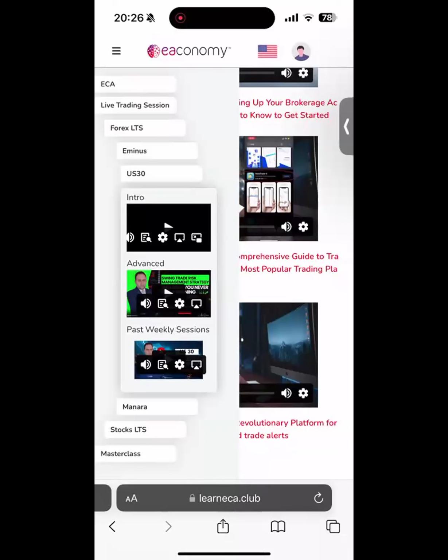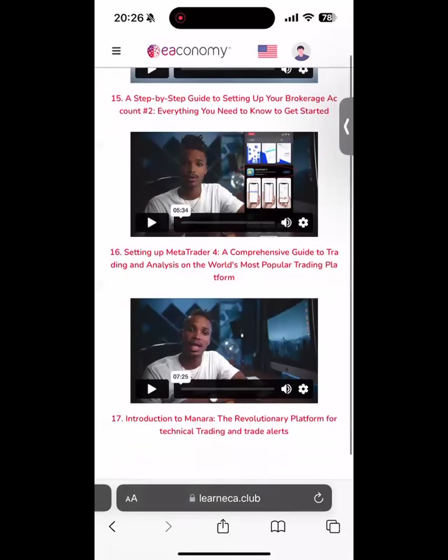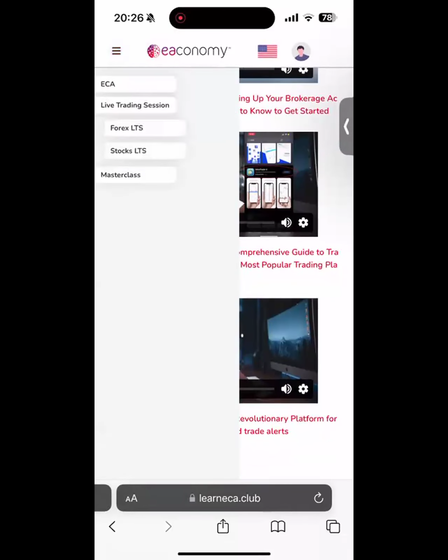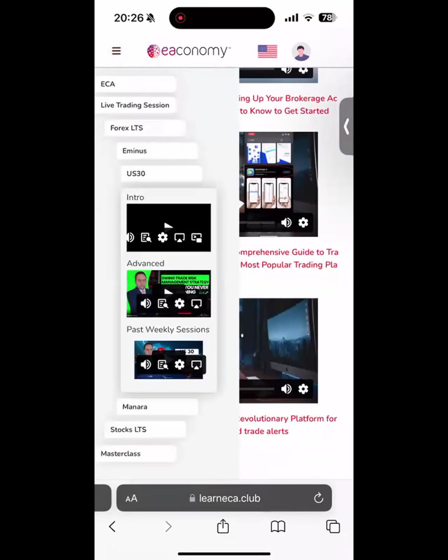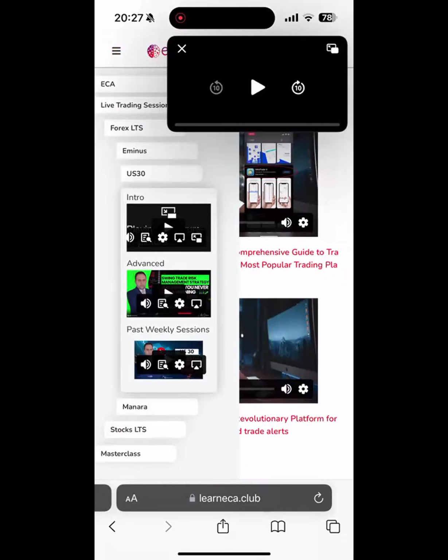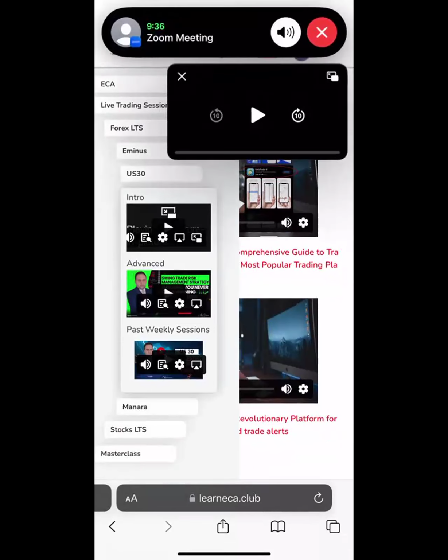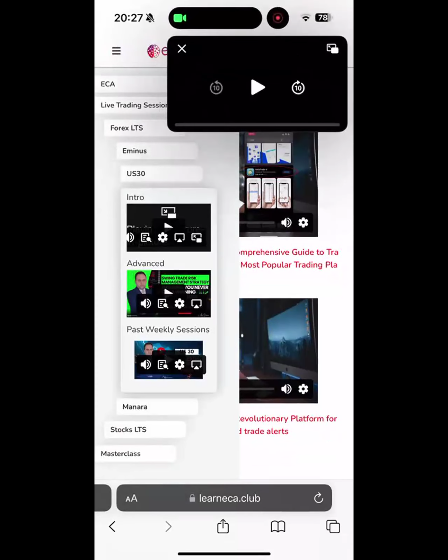The pop-up video. I think, or maybe it's because you use an Android, but basically you can click, can you see the large screen? Hold on, just follow me. Forex LTS, Eminus, US 30. Can you see the screen icon? Just click that, the last one on the right. Good. Once you click on it, it just pops up, right?